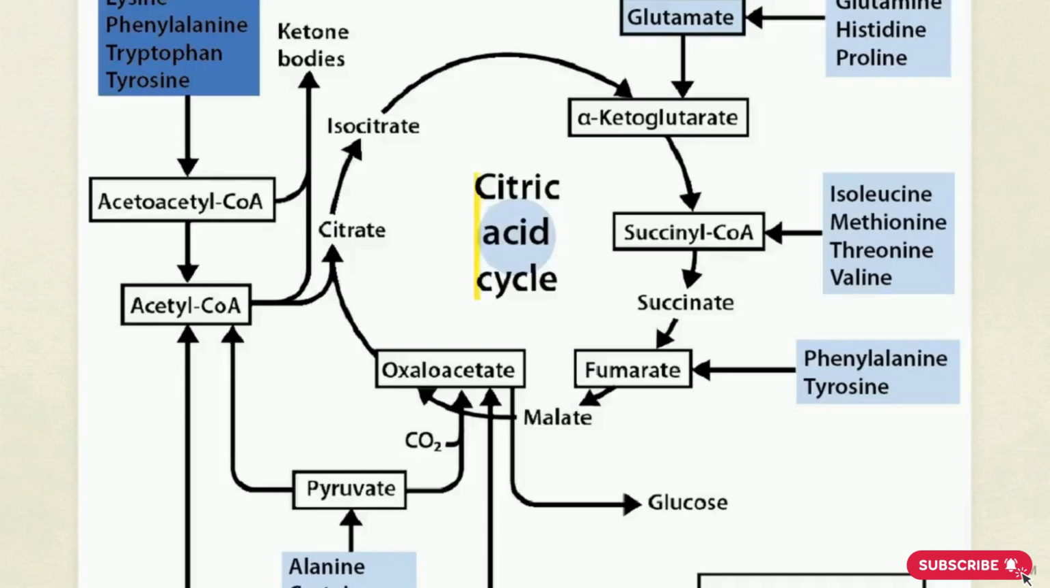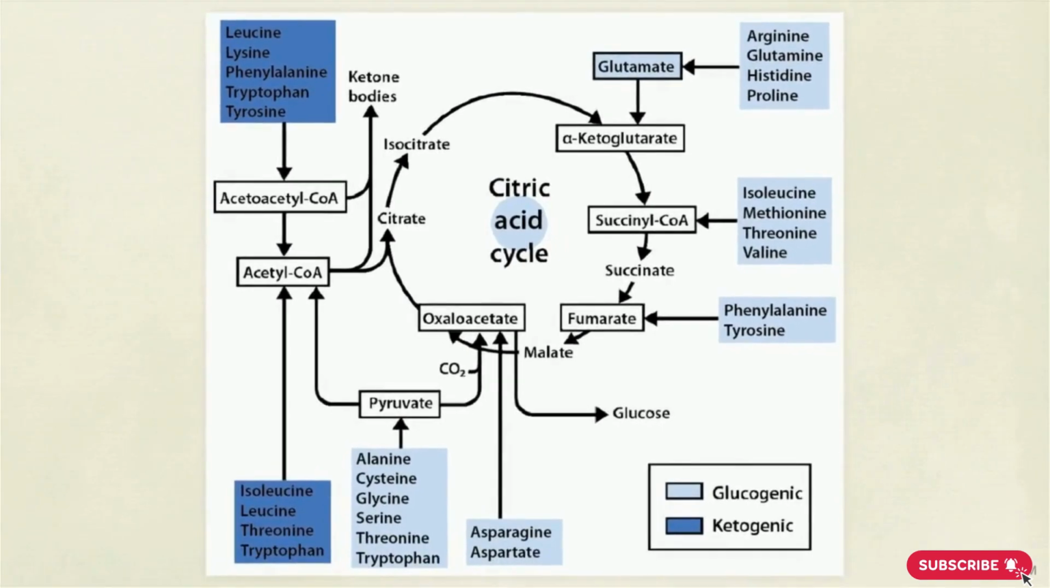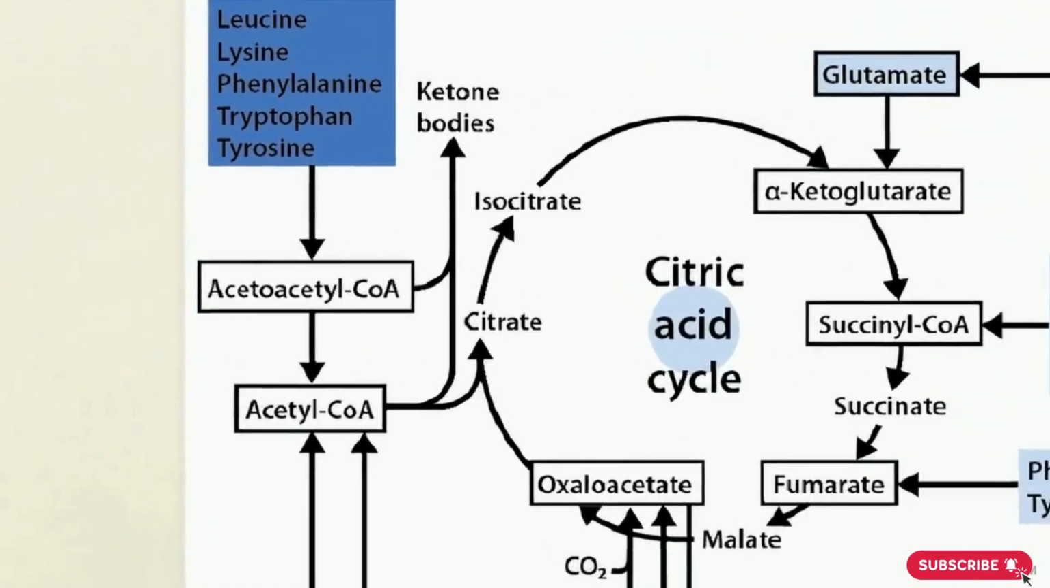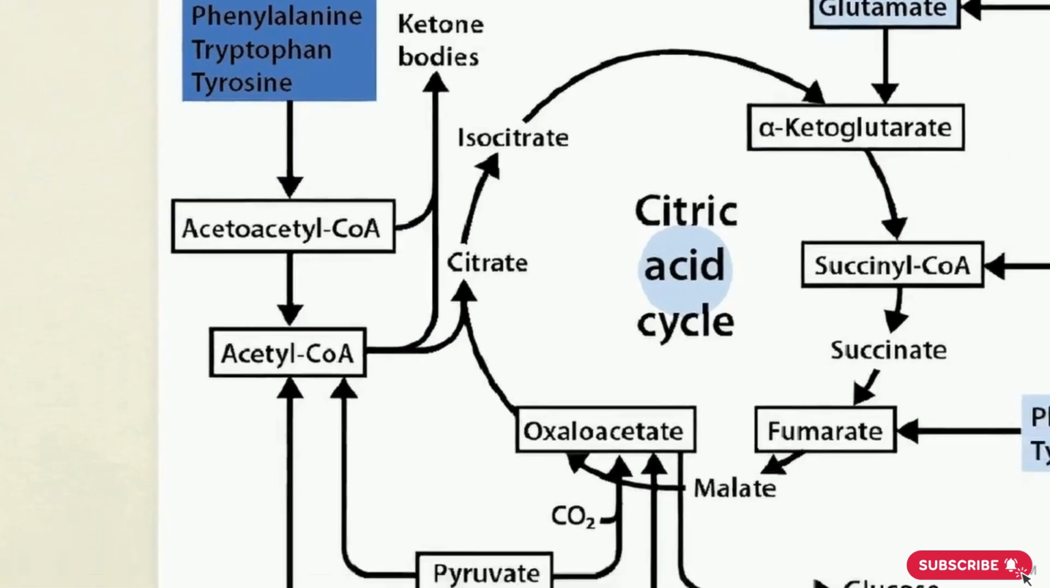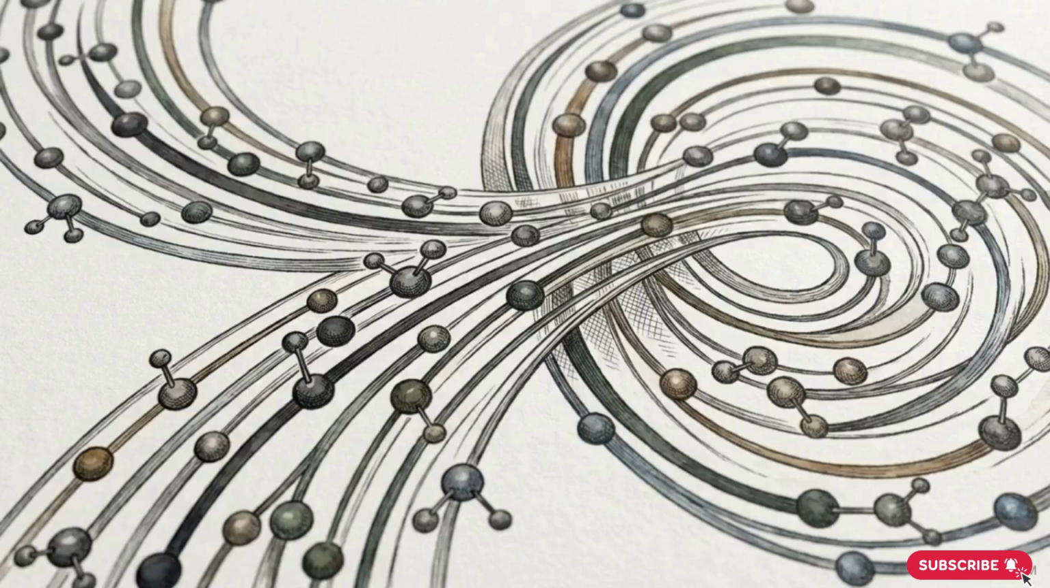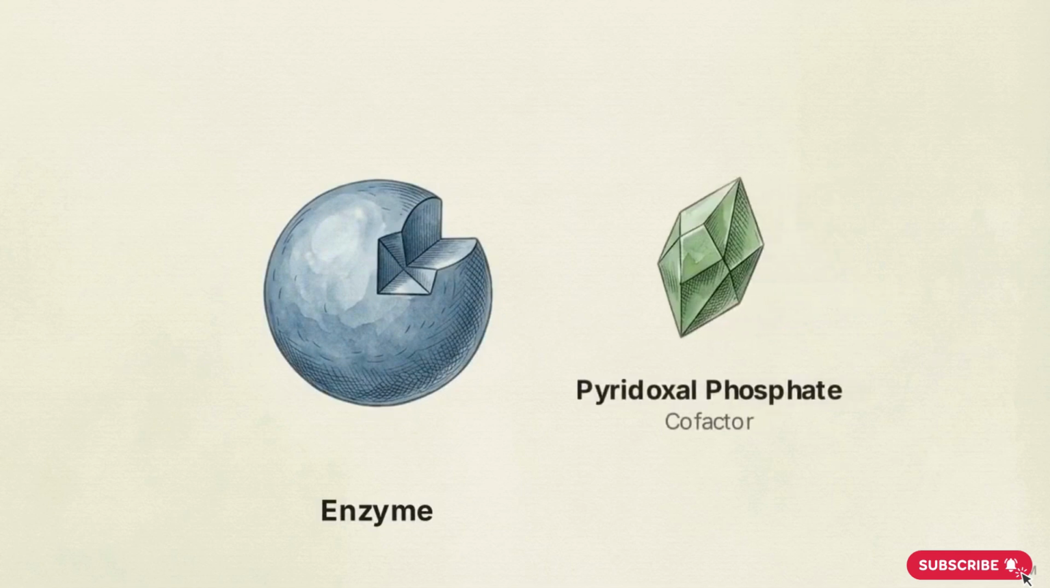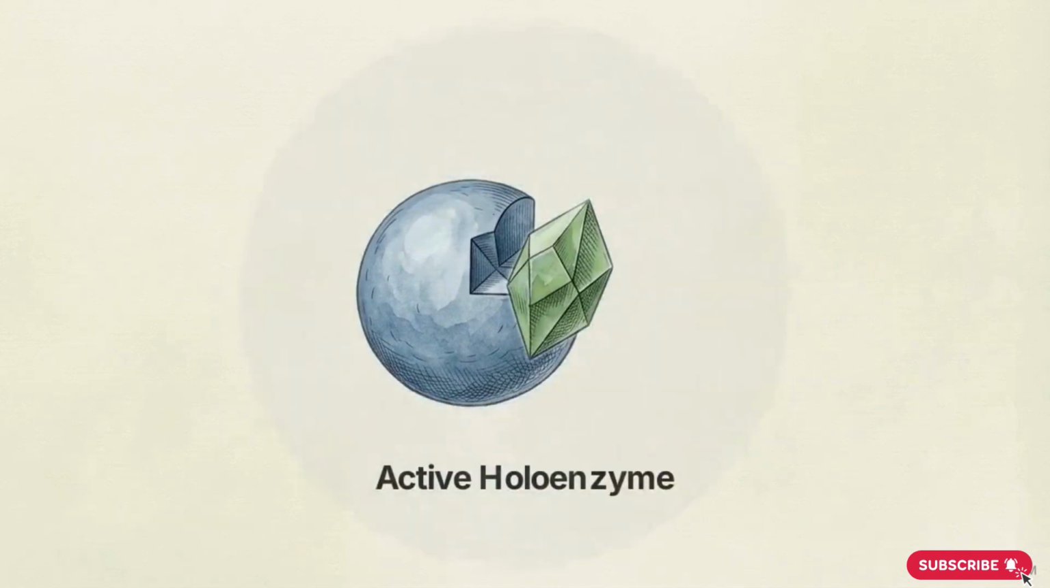This chart maps the flow of the citric acid cycle, or TCA cycle. It operates as an amphibolic pathway, meaning it executes both the catabolic breakdown of molecules for energy and the anabolic synthesis of new cellular precursors. When proteins are degraded, their amino acid carbon skeletons are sorted strictly by their structure. Leucine and lysine route directly into ketogenic pathways like acetyl-CoA, while other skeletons funnel into glucogenic entry points like pyruvate or oxaloacetate. To manage this complex flow of carbon, the cell relies on specific chemical cofactors, such as pyridoxal phosphate, which assists enzymes in catalyzing necessary transamination reactions.